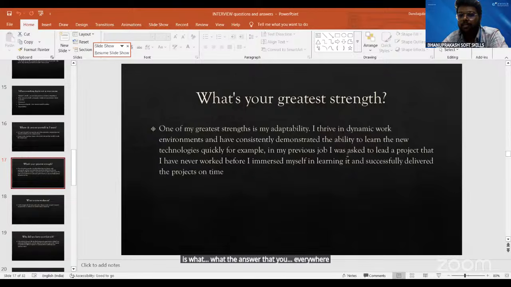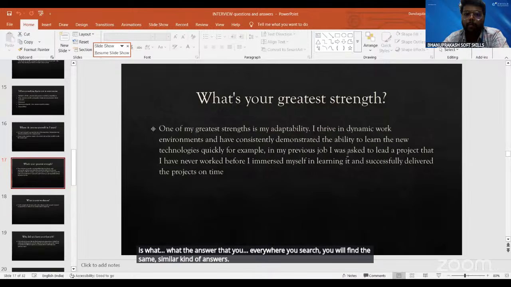Everywhere you search, you will find the same similar kind of answers. Mostly. But if there is anything additional to this, then you can definitely add that. Okay.